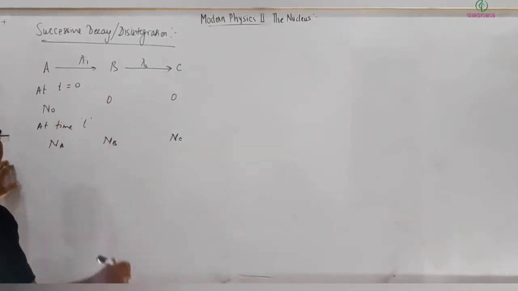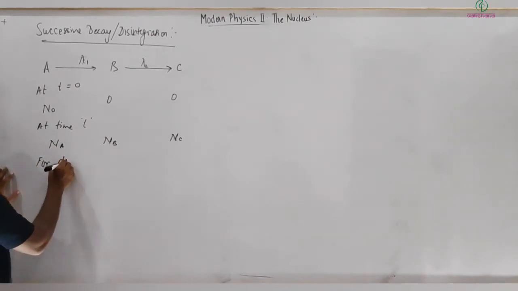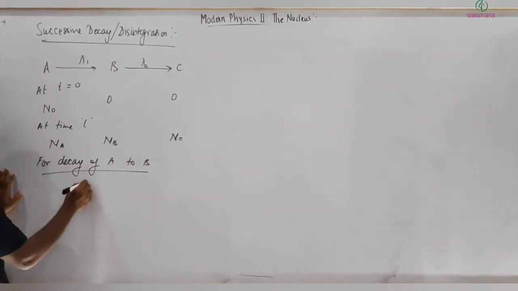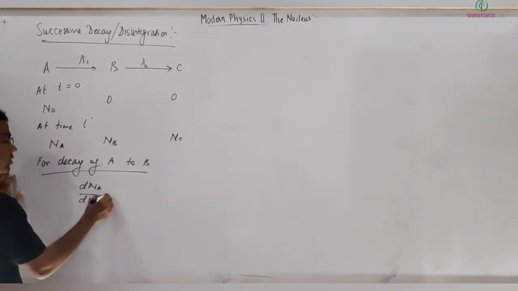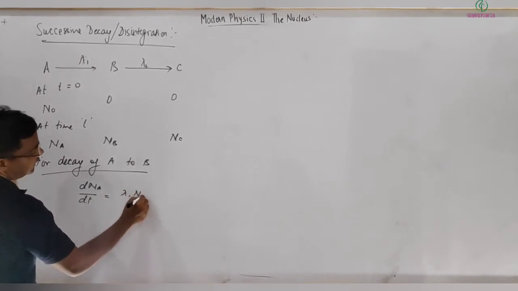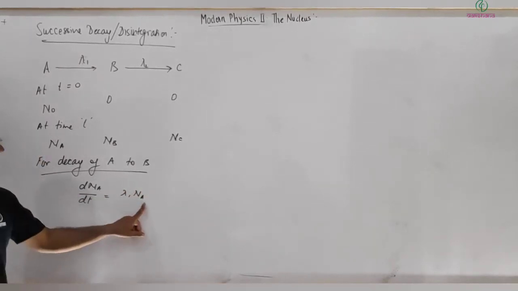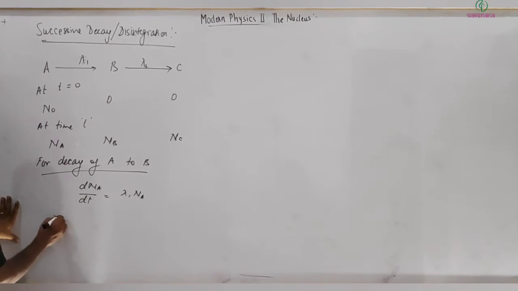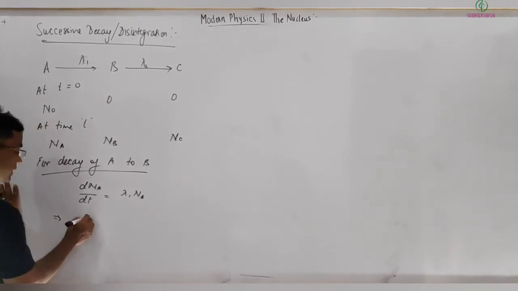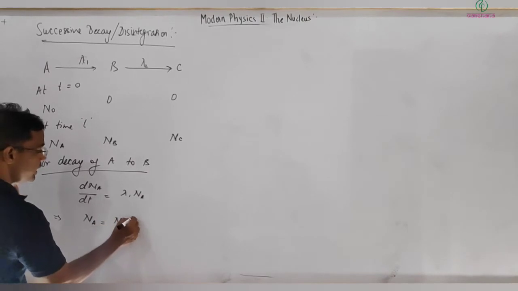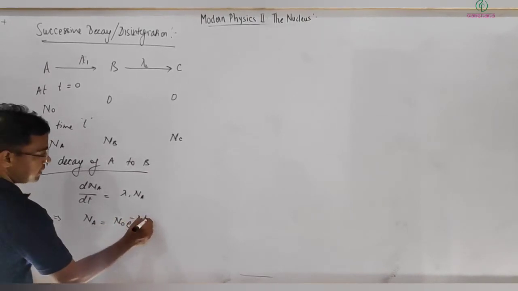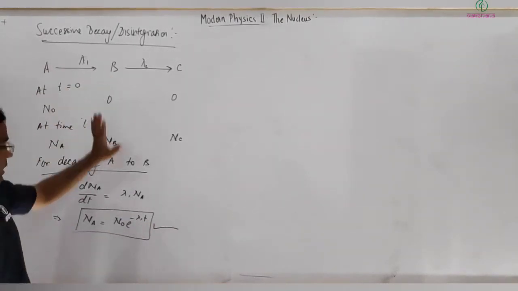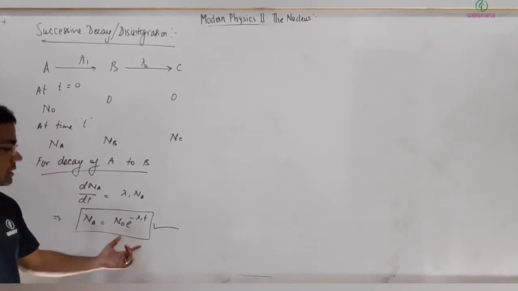So for the decay of A to B, I can write dNA by dt equal to what? Simply lambda 1 into NA. This rate will be proportional to NA, with proportionality constant lambda 1. Simplifying, NA comes out to be n naught into e raised to power minus lambda 1 into t, because for the decay from A to B there is no difference, it's a simple decay.